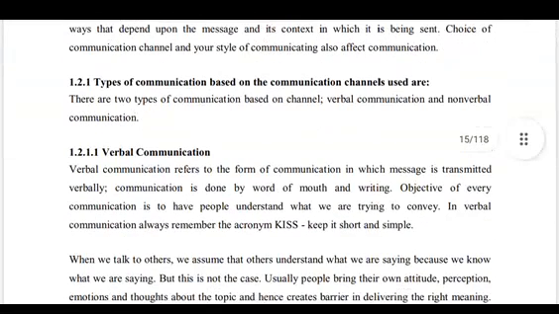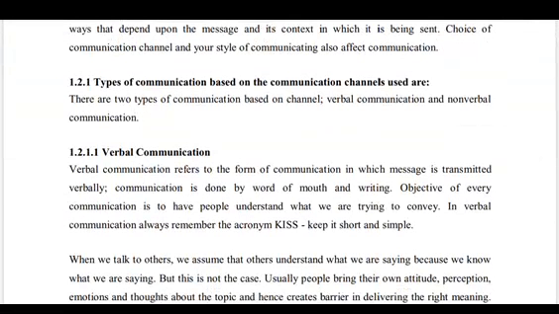We're going to look at types of communication based on communication channels. Remember, we can have different types of communication based on different factors. But in this case, we are looking at types of communication based on communication channels. What channels do you use? We can have two types of communication, that is verbal communication and non-verbal communication.